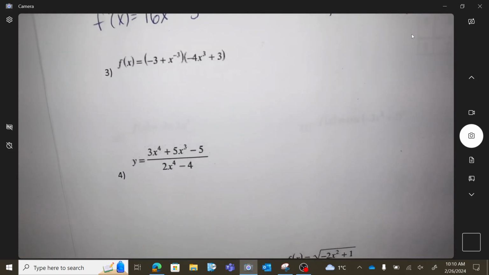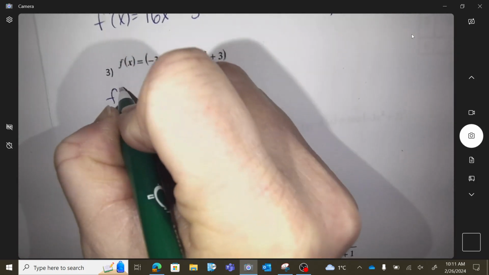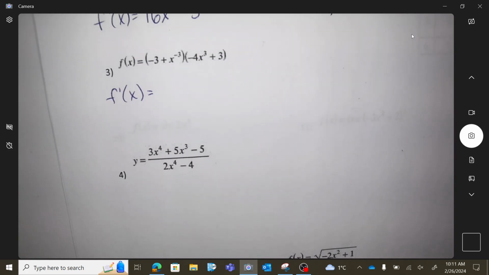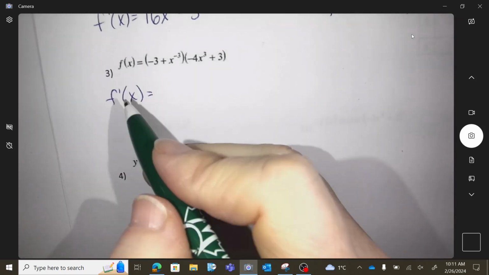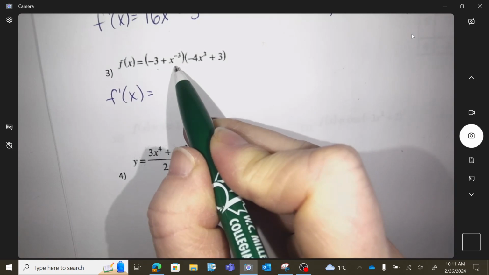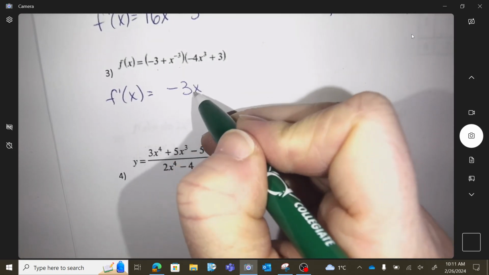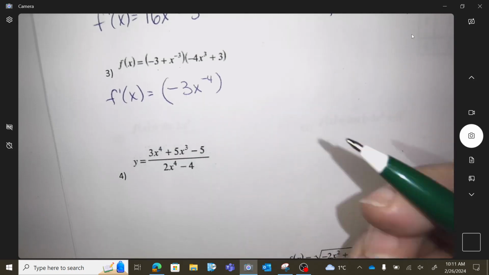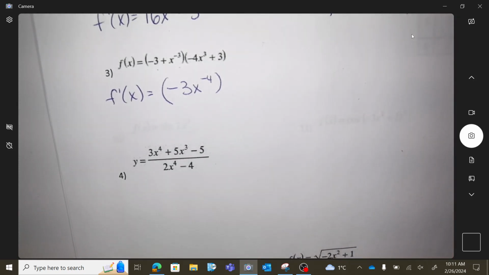Okay, what would you do for the number 3? Chain? Not a chain, not a quotient, multiplying rule, the product rule, yep. So we're going to derive the first bracket. So don't worry about that, that's 0. So I have to derive this, so I'm going to go negative 3x to the 1 lower. Are we good with that derivative?